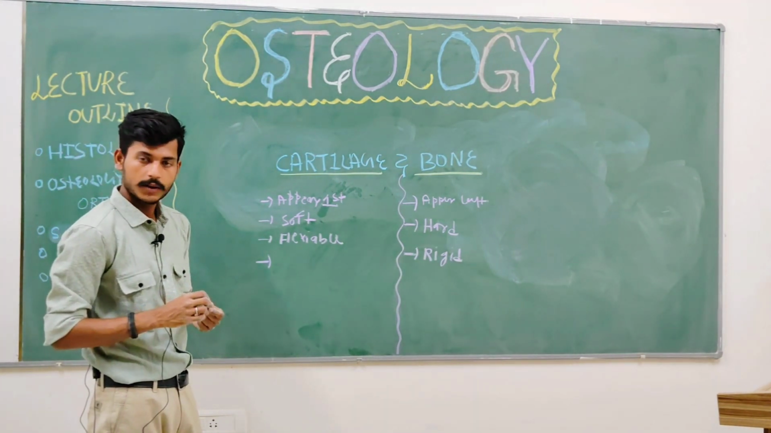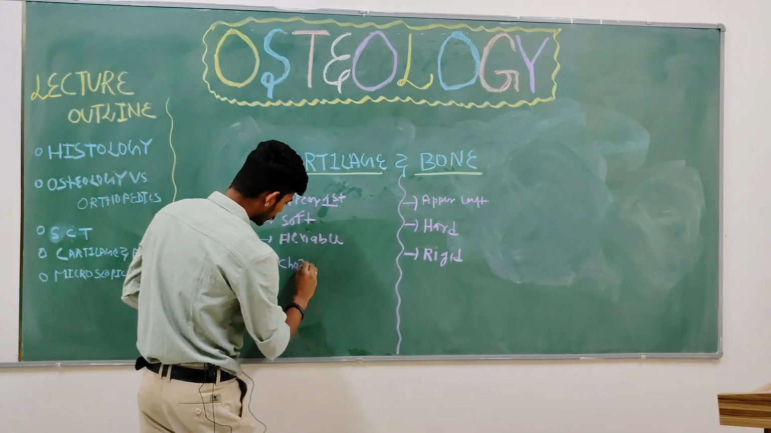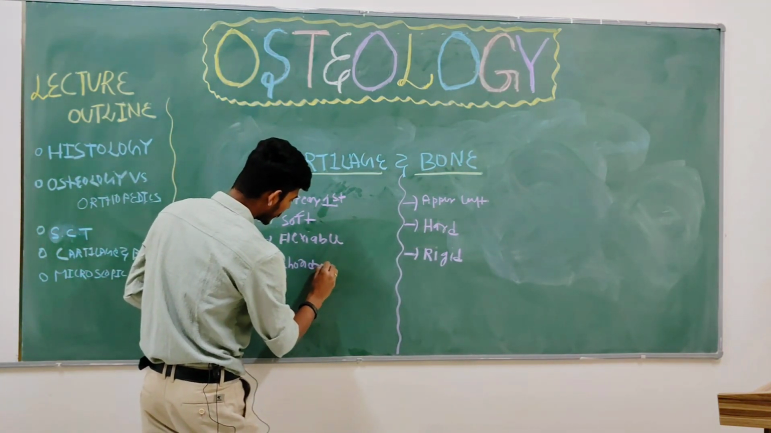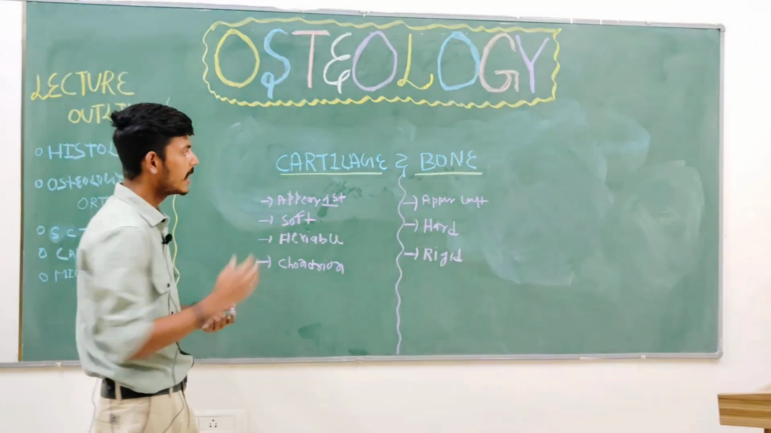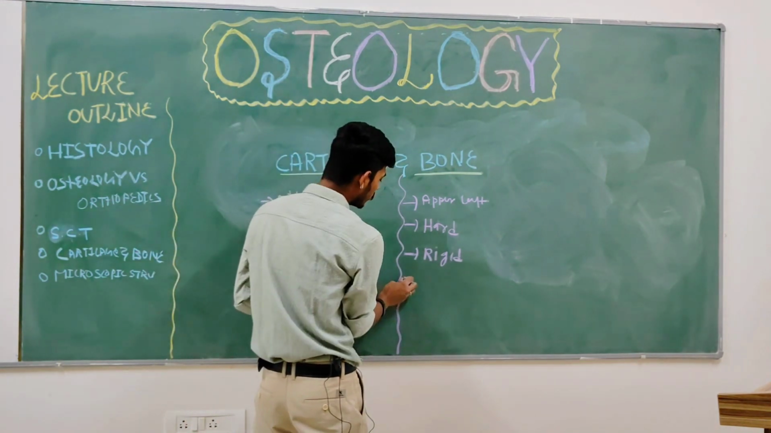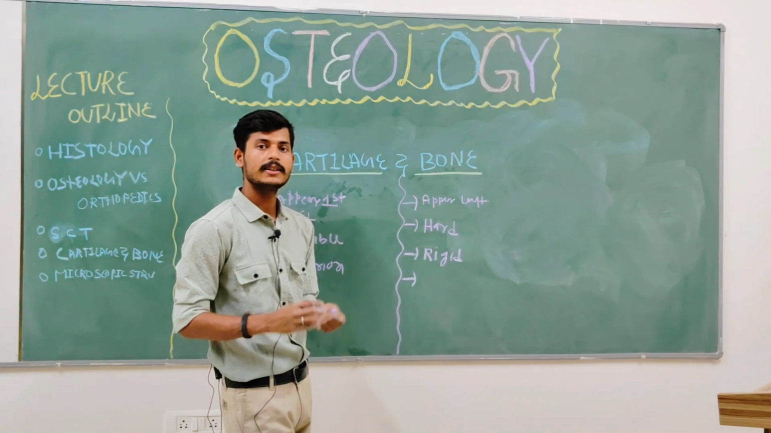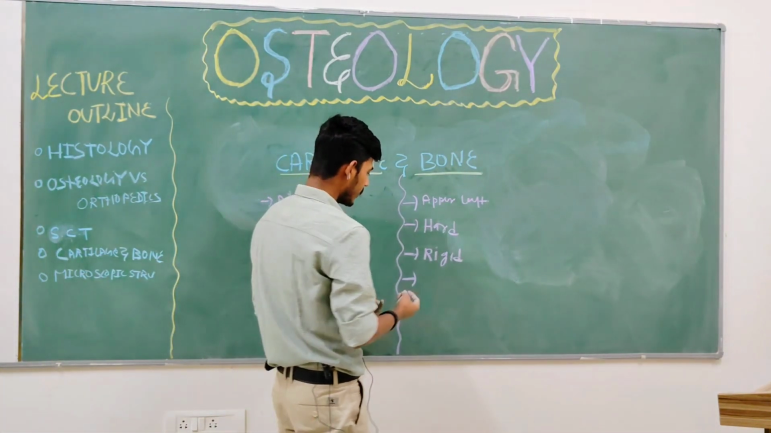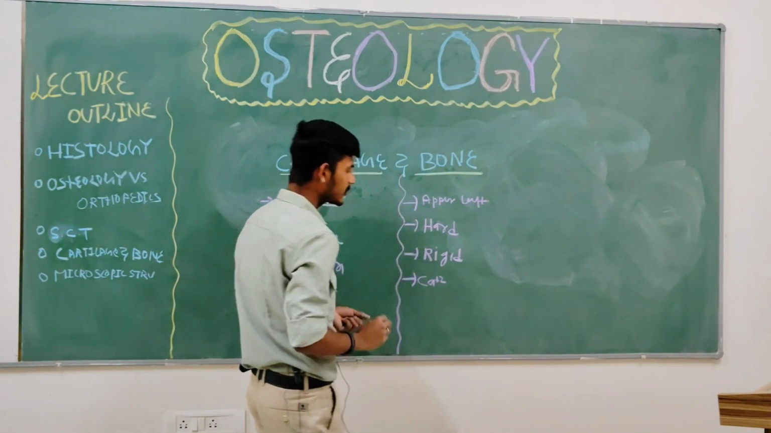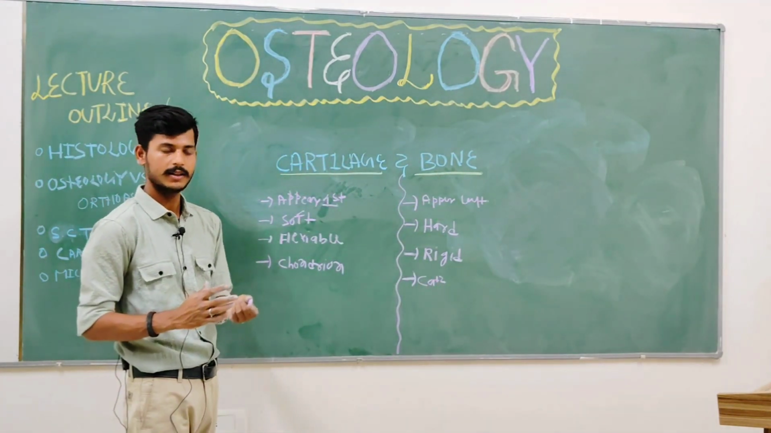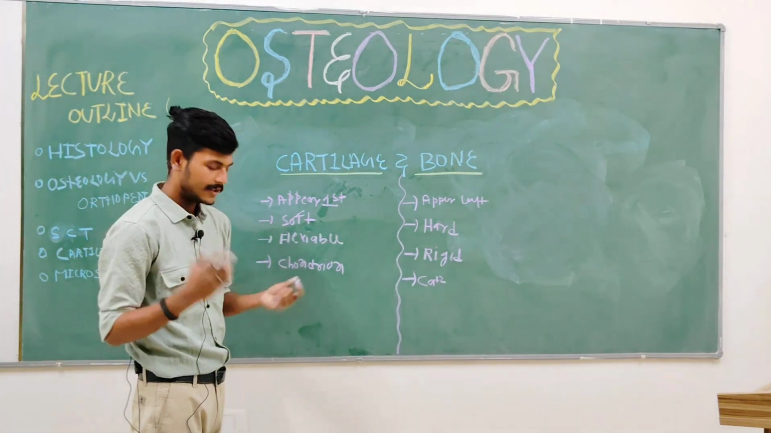Their matrix. So chondrin, write down. Chondrin is a substance present in the cartilage which makes cartilage soft, and what makes the bone rigid is also their matrix, basically the calcium. Calcium and its compounds make bone hard. Here the matrix is soft and here the matrix is hard.